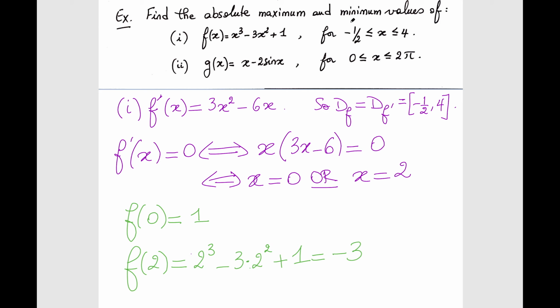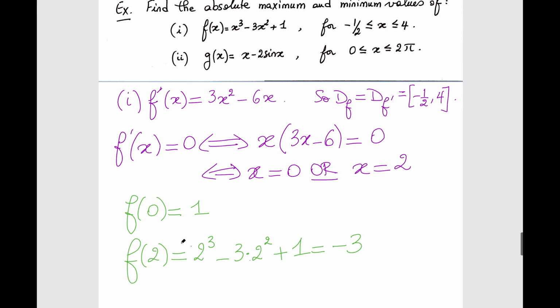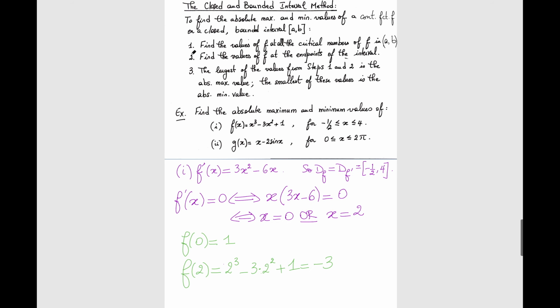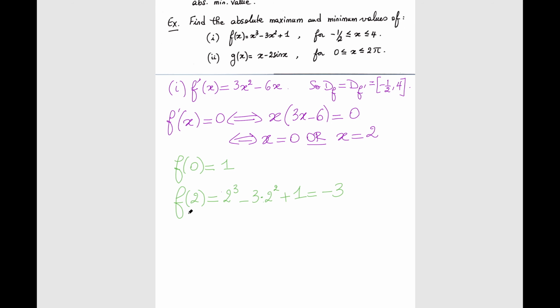Now we're going to check the value of the function at negative half. If the value of the function at negative half is lower than minus 3, then at minus half the global minimum is going to occur. And if f at minus 1/2 is larger than 1, then the global maximum, which is guaranteed to exist by the extreme value theorem, is going to occur at minus half. Similarly for 4. So let's evaluate now f at negative half. Again, this is the second step in this three-step process. Okay, f of negative half.